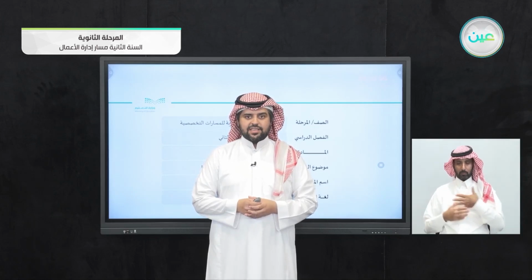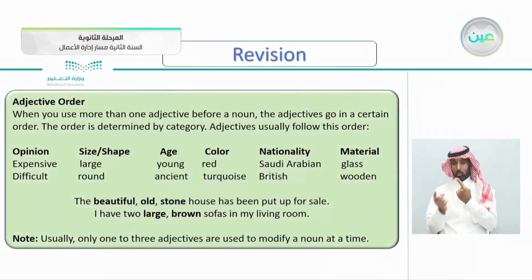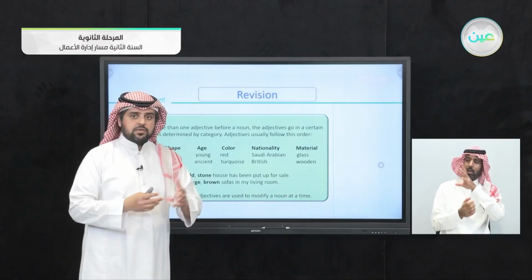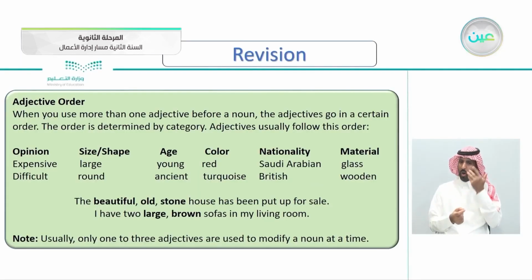I hope that you're happy and healthy and ready for today's lesson, which is Unit 3, Conversation. If you remember our previous lesson, the grammar, we learned about the order of the adjectives when we want to describe something using 2 or 3 adjectives, beginning with opinion, like expensive, size or shape, like large, then age, like young or ancient, then color, like red or blue or turquoise, then nationality, Saudi Arabian, British, and the last one is material. So we have to go by this order. For example, the beautiful old stone house.